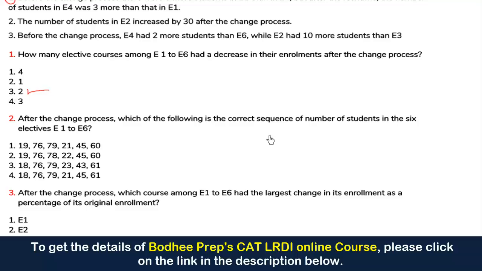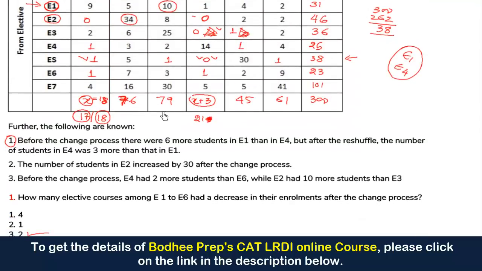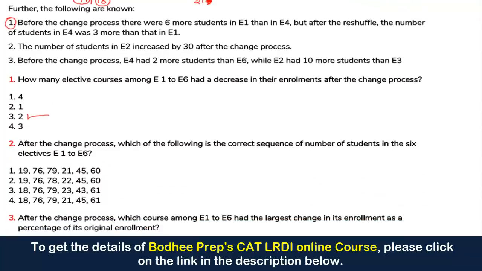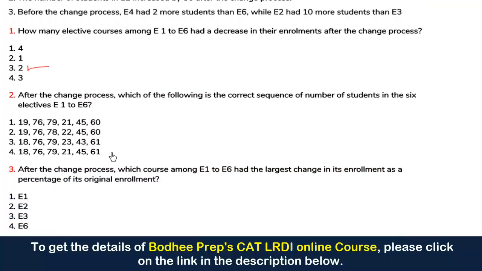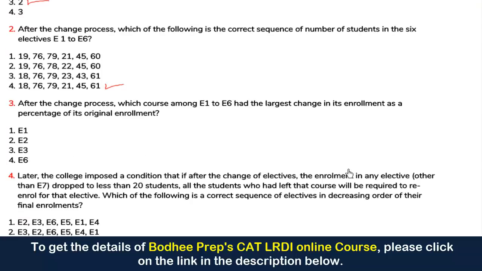So let's take the next question. Now it says that after the change process, which of the following is the correct sequence of the number of students in the 6 electives E1 to E6? So it's nothing but just comparing the options, which option meets 18, 76, 79, 21, 45 and 61. So if I compare directly, then it is option number 4. So this is a very easy question, because anyway we have already filled every data in the table given, right? So let's move to the next question.